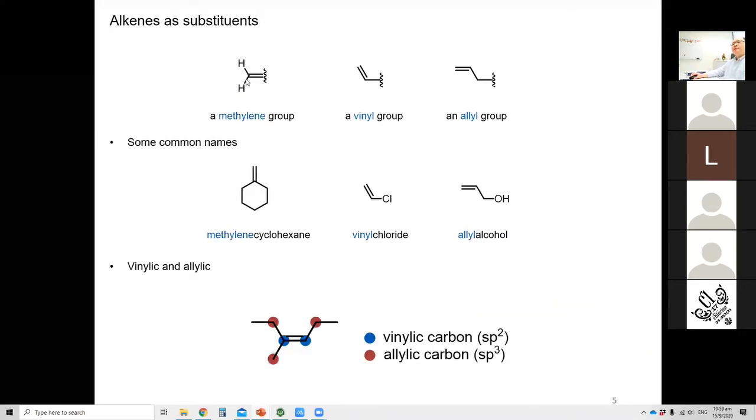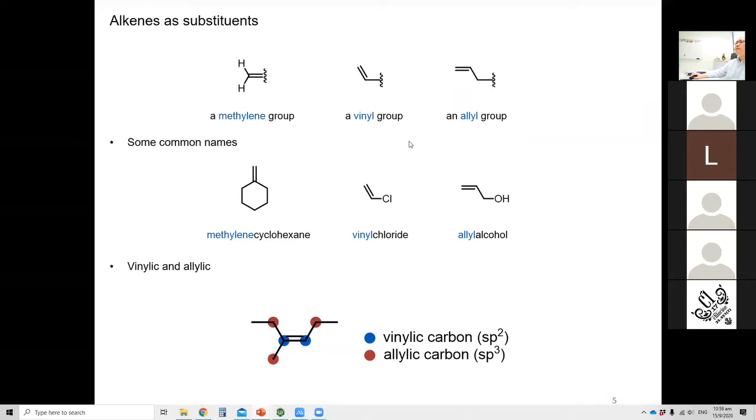Okay, some other things. Alkenes can serve as substituents, so you need to be familiar with these nomenclatures or common names for these alkene substituents. For example, if you have a long chain or a group that's substituted with a CH2 with a double bond here, we call this a methylene group. If the substituent is CH=CH2, then we call it a vinyl group. If it's CH2-CH=CH2, so 3 carbons, we call it an allyl group.